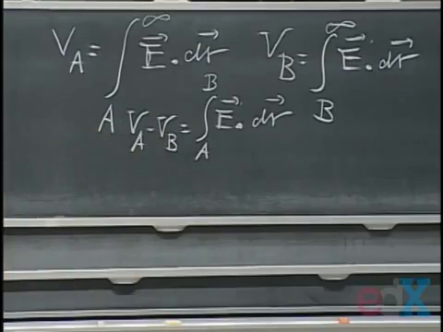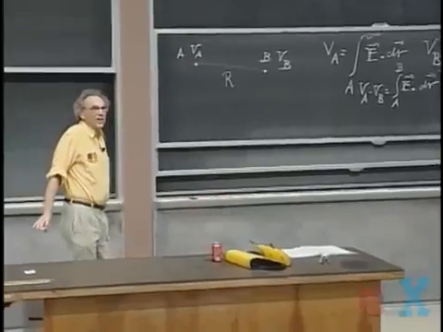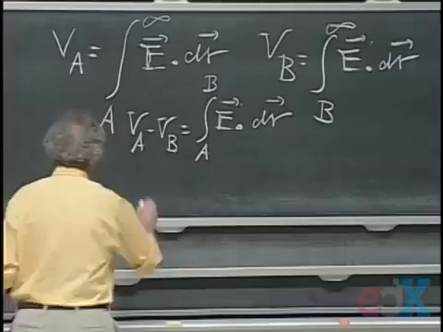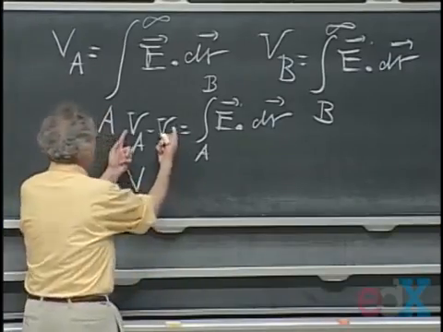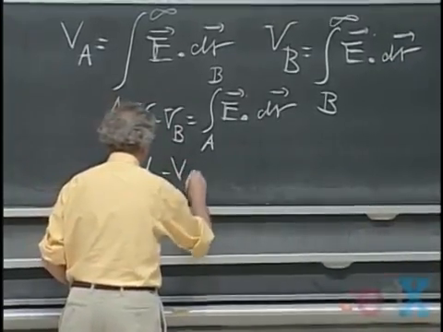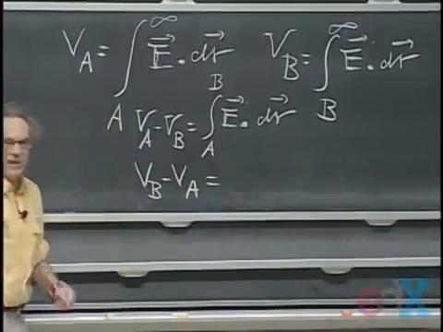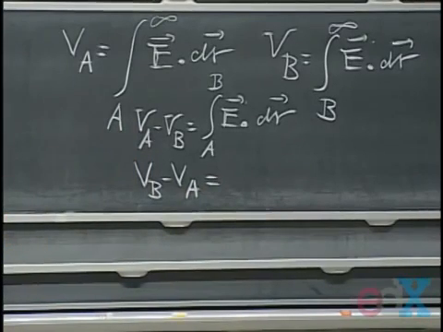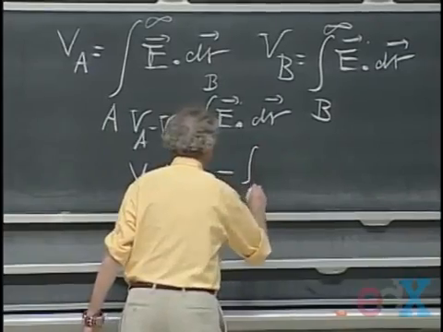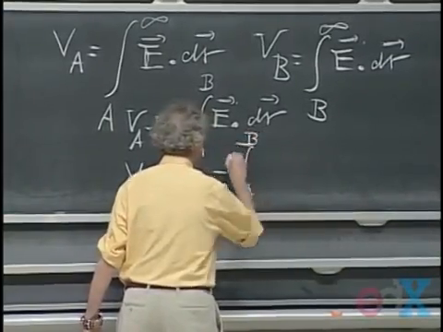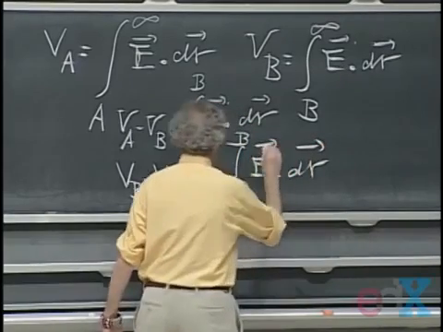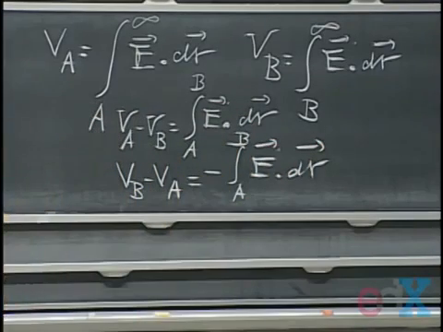And for reasons that I still don't understand after having been in this business for a long time, books will always tell you they reverse VA and VB, so they give you VB minus VA, and then they say, well, we have to put a minus sign in front of the integral, the same thing. So books always give it to you in this form. But it is exactly the same.